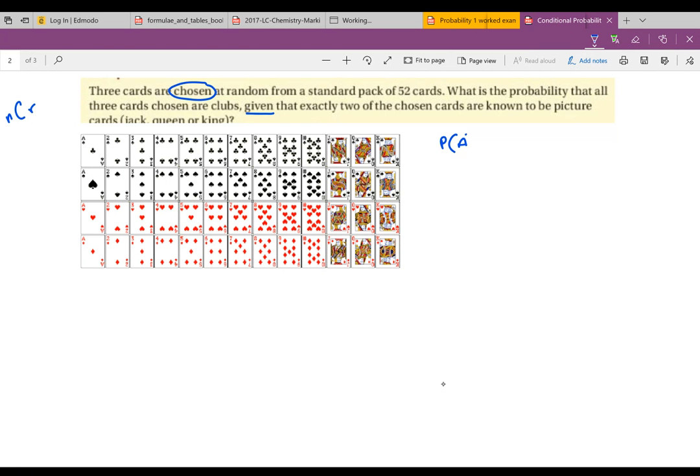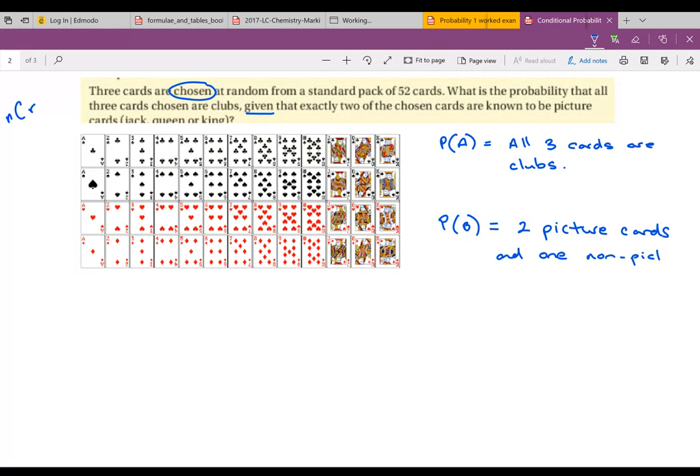So, probability A, let's call it P(A), is that all 3 cards chosen are clubs. The probability B is given that exactly 2 of the chosen cards are picture cards. So 2 picture cards and 1 non-picture, because it says exactly 2 of the cards have to be picture cards, which means the third one can't be. So let's work with this probability first, because I know this one has happened, so it's given that this has definitely happened. So I definitely need to know this probability.